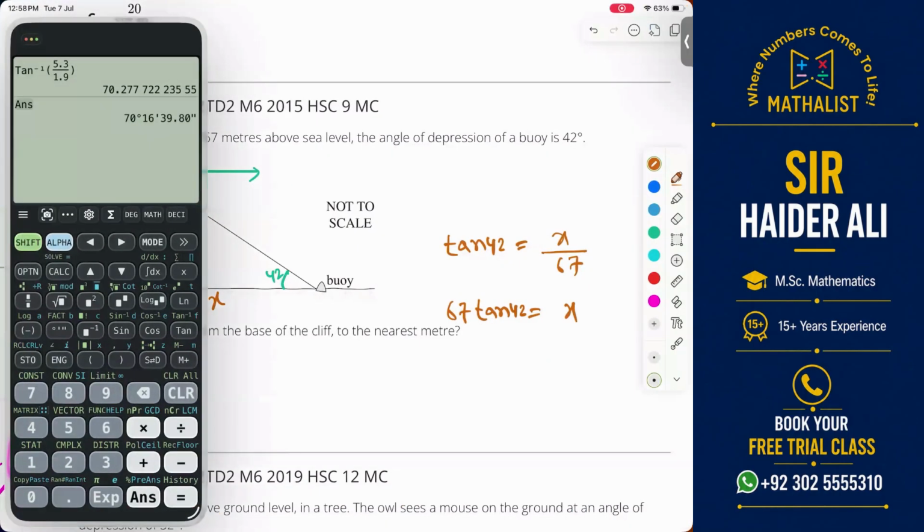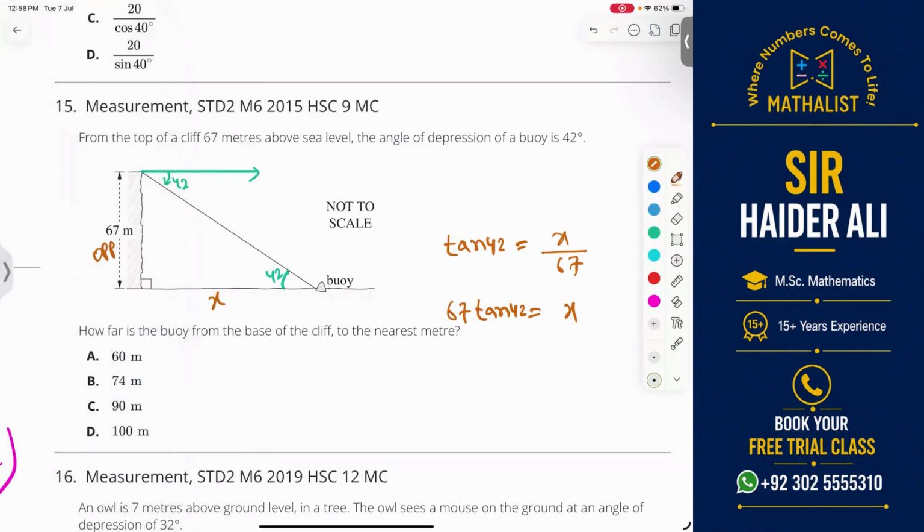Isn't it 67 on top? There's tan, O over A. And you said 67 is the opposite. Yeah, 67, tan 40. No, isn't 67 on the top, not x?